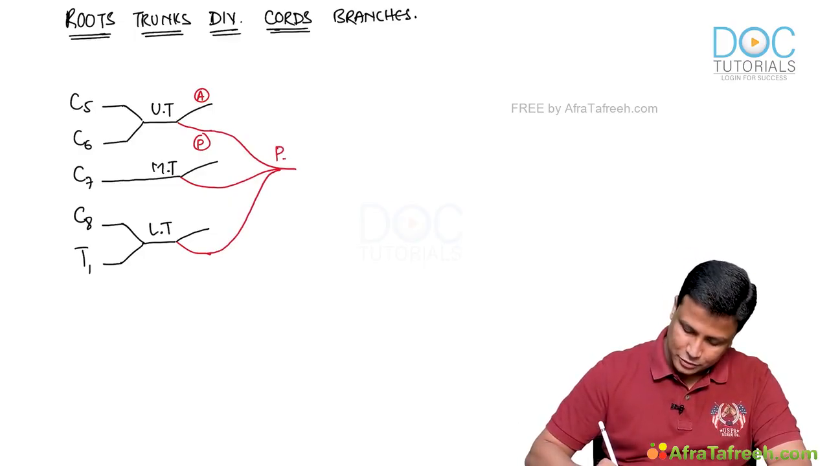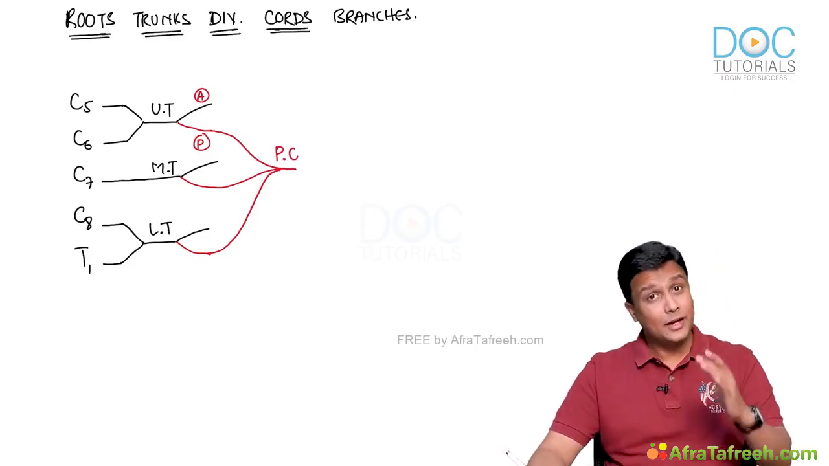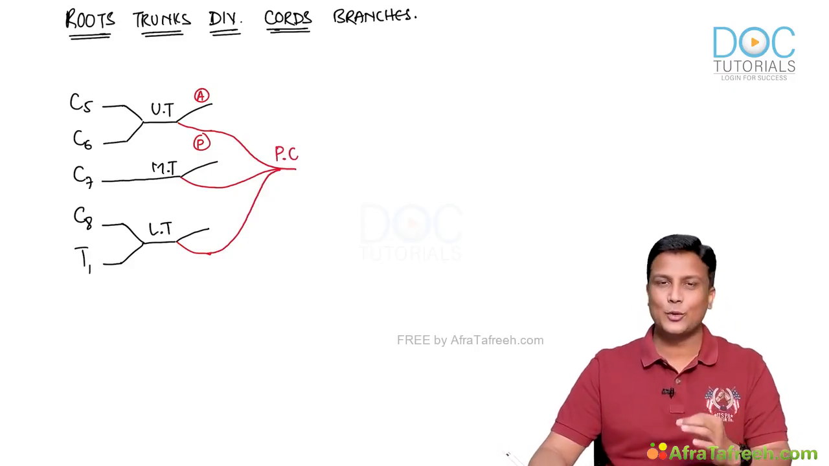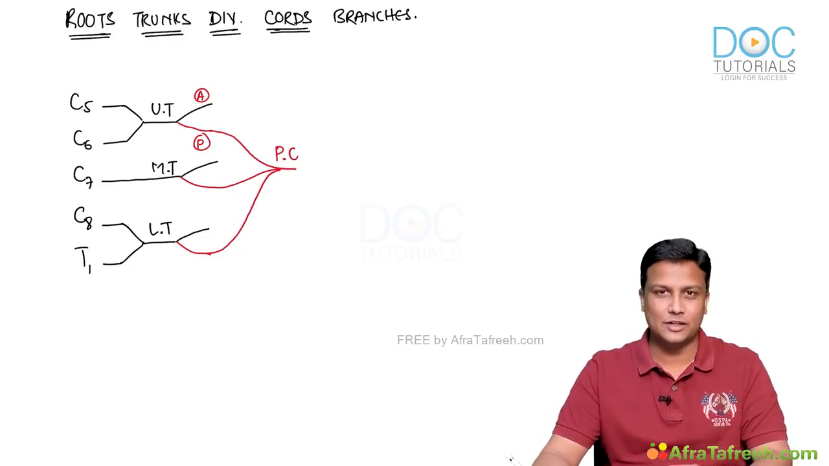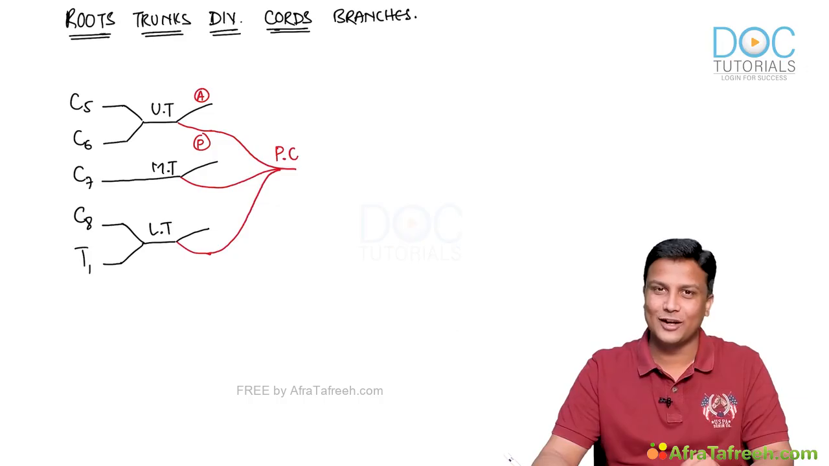Combine all the 3 posterior divisions. First, what you're going to do? Combine all the 3 posterior divisions. Together, it is going to form your posterior chord. Okay. First, you combine all the 3 posterior divisions. Together, it is going to form the posterior chord.